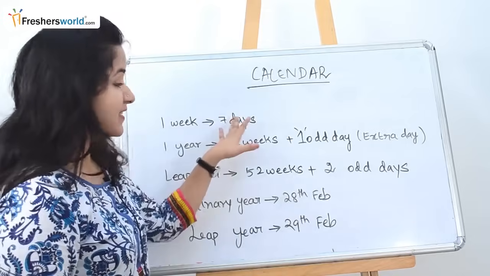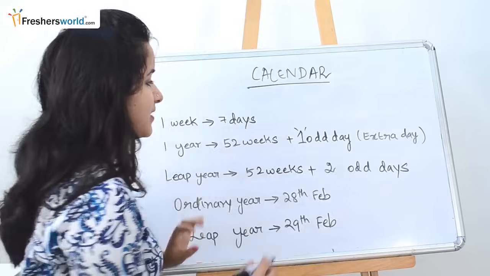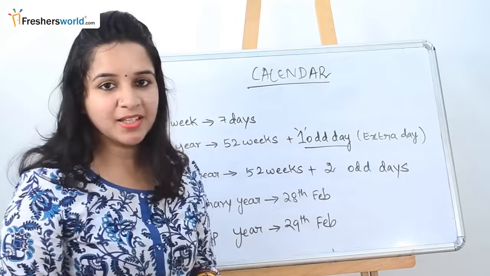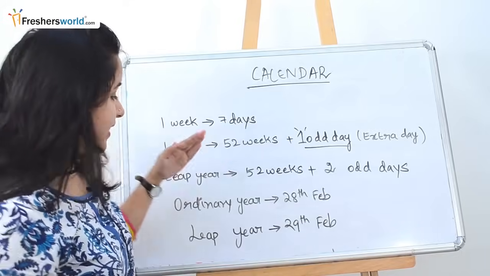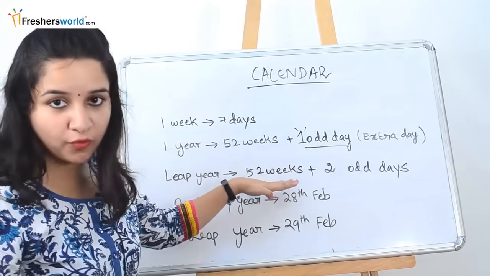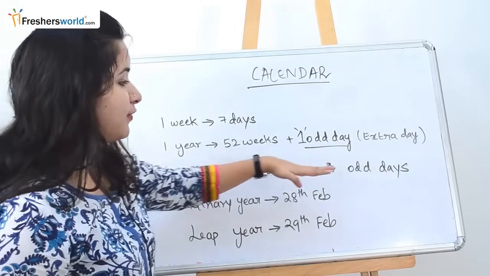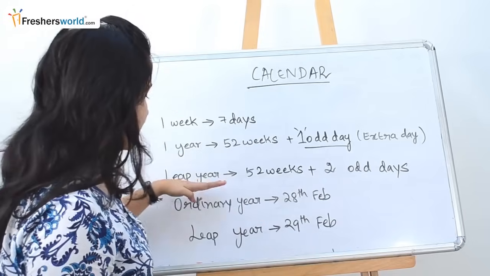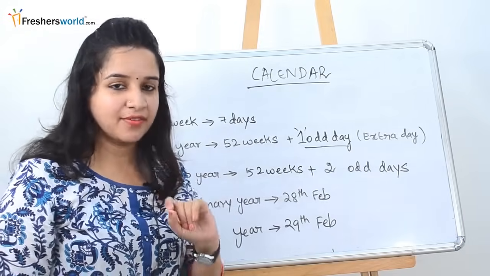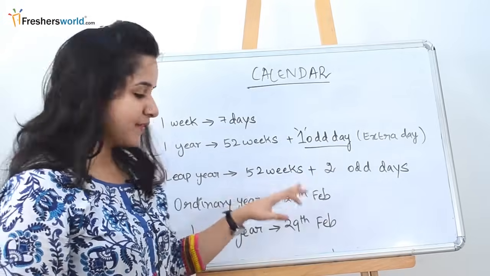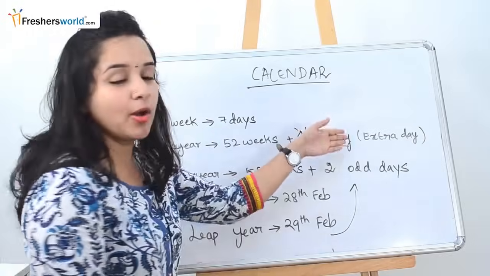1 week has 7 days. Then 1 year has 52 weeks plus 1 odd day. So, an odd day is nothing but 1 extra day in a year. This is for a normal year. In case of a leap year, we have 52 weeks and 2 odd days. Why in a leap year do we have 52 weeks plus 2 odd days? That is because in a leap year there will be 1 extra day. The February that ends every year on 28th Feb will end on 29th Feb, and hence this extra odd day from a normal year.